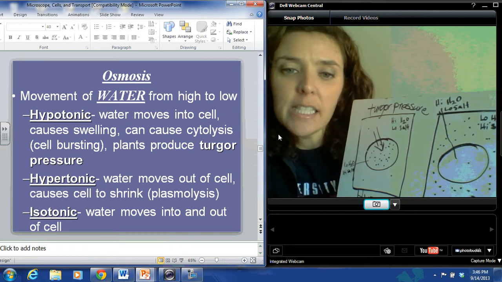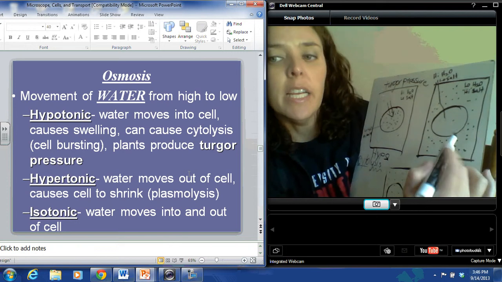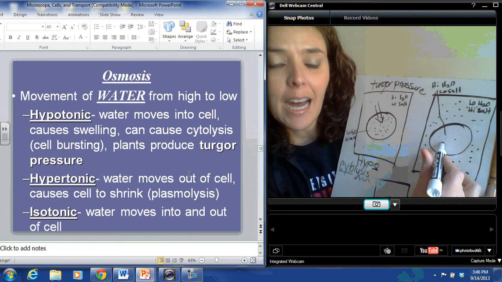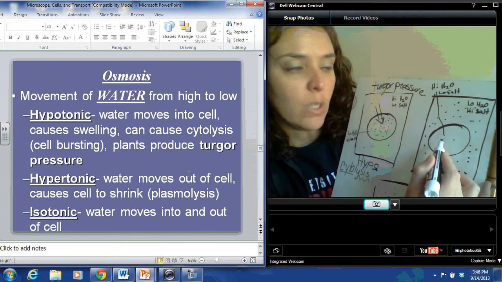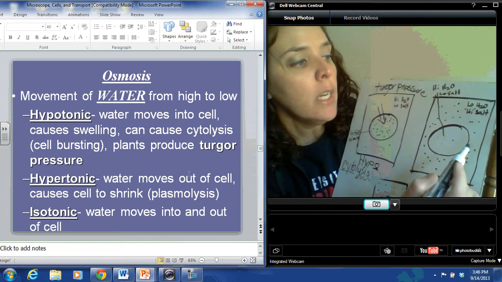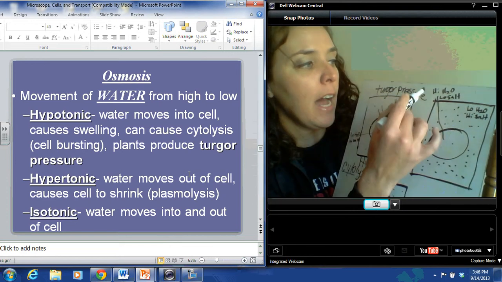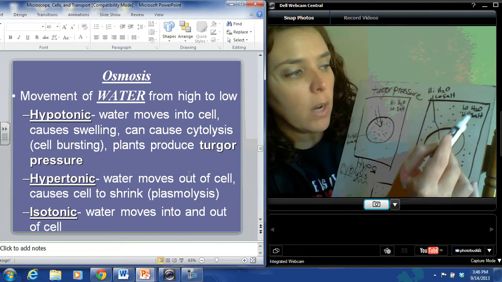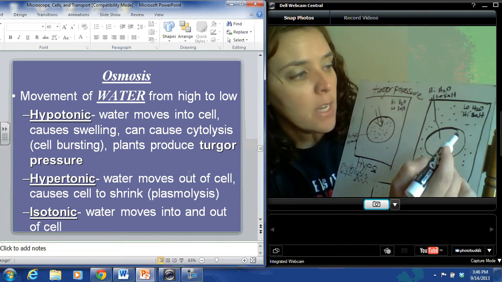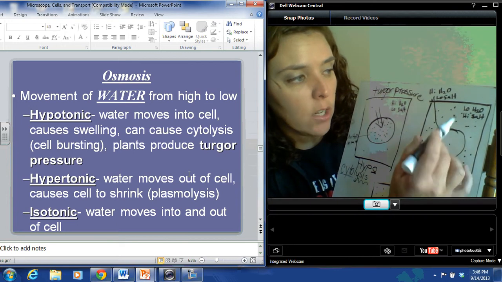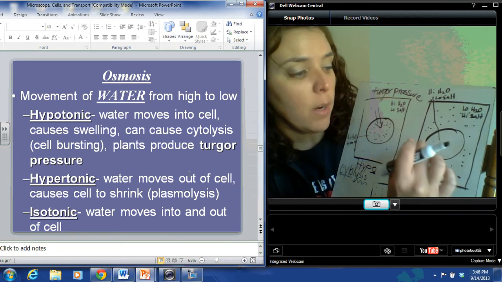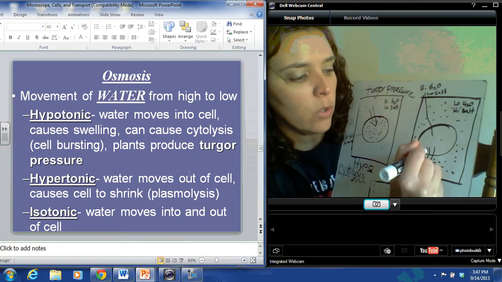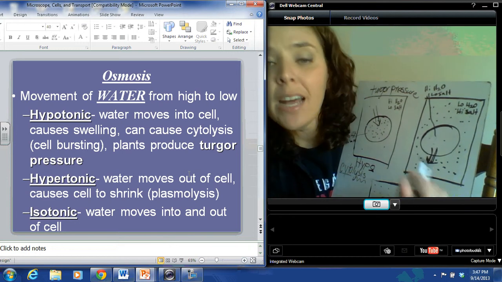All right, then the next situation, if you see here, this time it's a reverse situation. So the inside of the cell now has a high concentration of water. If you notice, there are very few dots in there. Remember, the dots are the salt. So on the inside, there's a high amount of water, a low amount of salt. On the outside, there's a low amount of water and a high amount of salt. Okay, so high water inside, low water outside. Water is going to move from high to low. So this time, the cell's going to lose water. And now the cell is going to shrink.